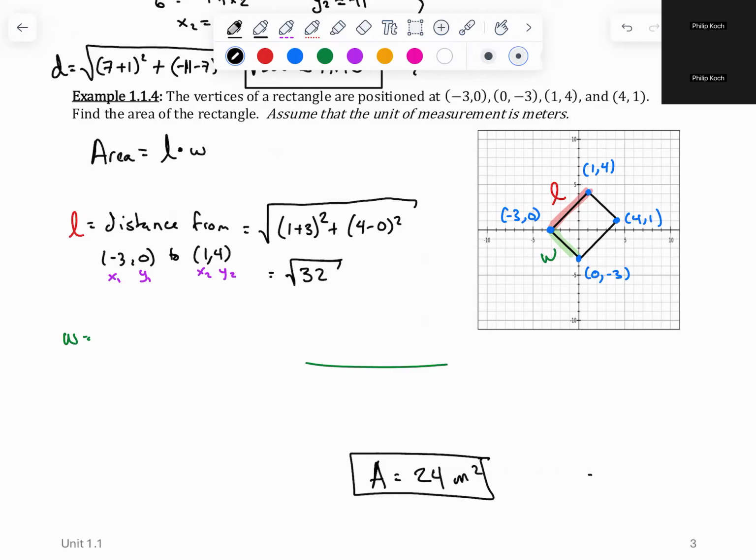All right. Any questions on that? Cool problem, though. Fun problem.